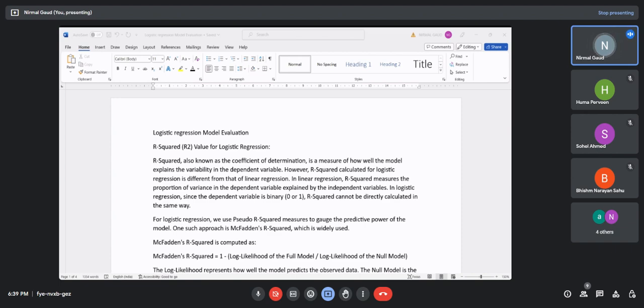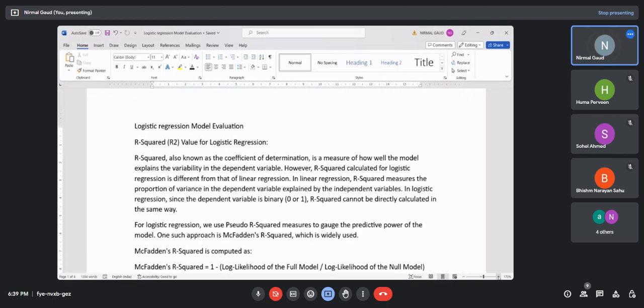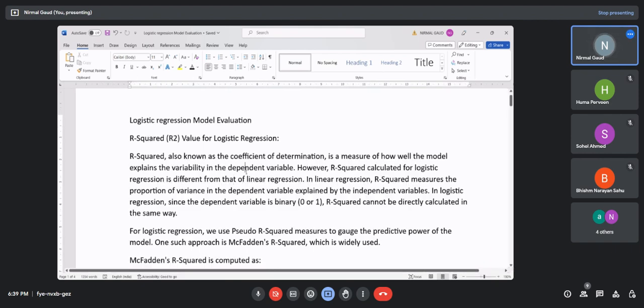All right, so once your model has been built, then obviously we need to evaluate our model. So we are going to have a review of our logistic regression today, and I will also go through the code, that is the implementation of logistic regression in Python. Fine. So if I talk about logistic regression model evaluation, the R2 score.